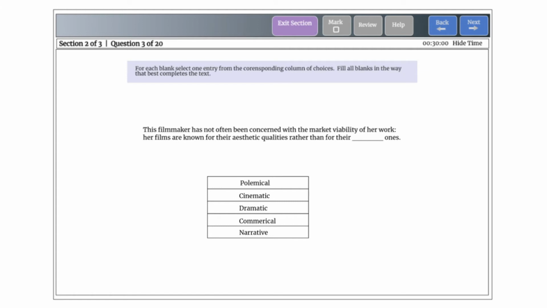But let's say that I change this question a little bit. Let's say I rewrote the first half of it. This filmmaker has not often been concerned with the market viability of her work. Her films are known for their aesthetic qualities rather than for their blank ones. So what I've done here is I've gotten rid of that whole thing about political, right? And so the sentence is no longer suggesting to us that we need to match this idea of her not being political. Rather, we need to match the idea of her not being concerned with the market viability of her work. And so what makes more sense now would be a word like commercial, right?